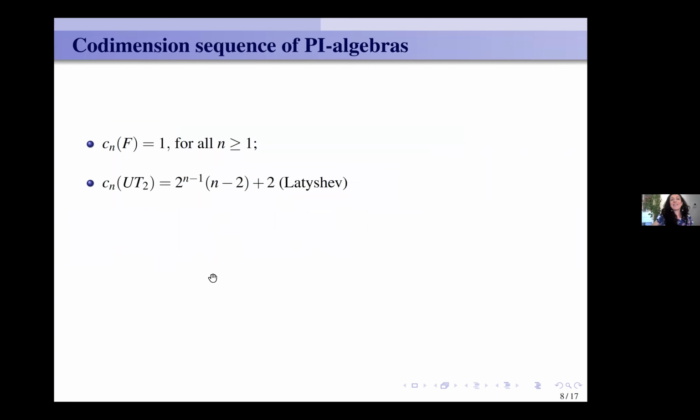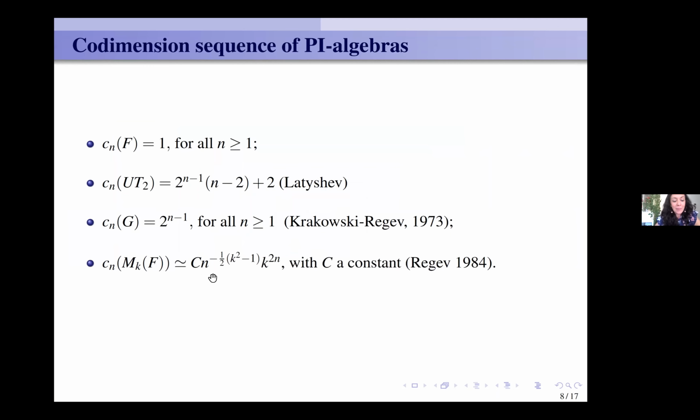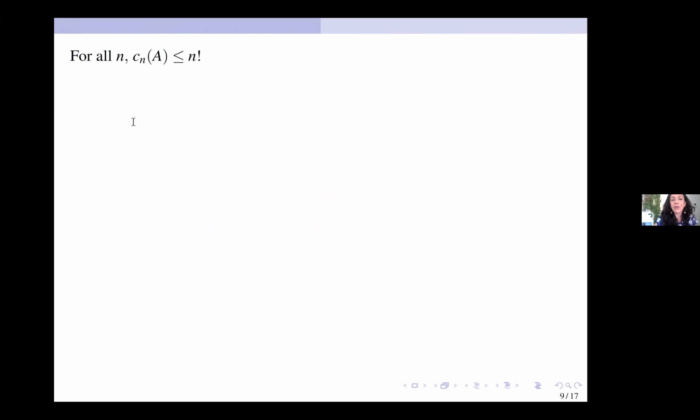Okay, now the codimensions are bounded from above by n factorial, which is the dimension of Pn, the vector space of multilinear polynomials. But in case A is a PI algebra, Regev proved in 1972 that such a sequence is exponentially bounded. Here, this constant is related to the degree of some polynomial identity satisfied by the algebra.